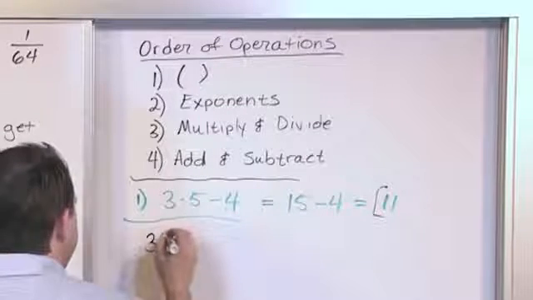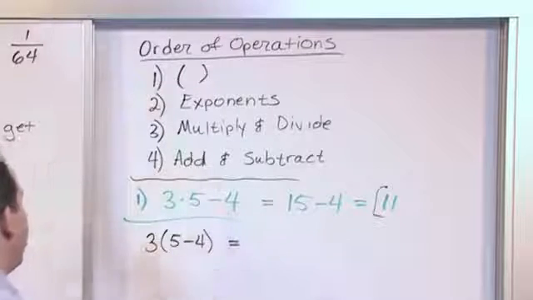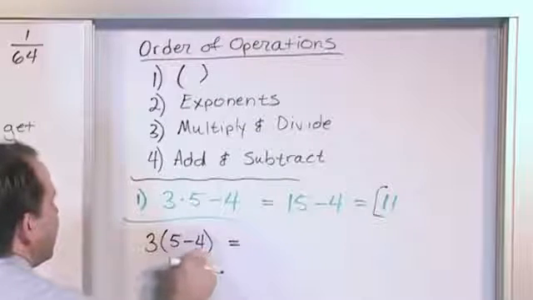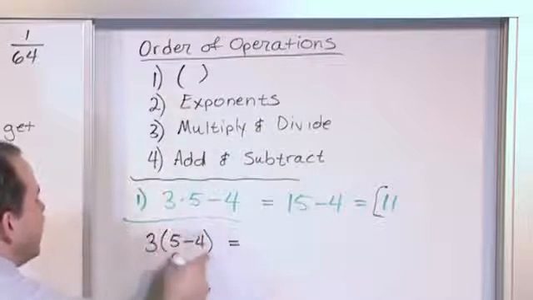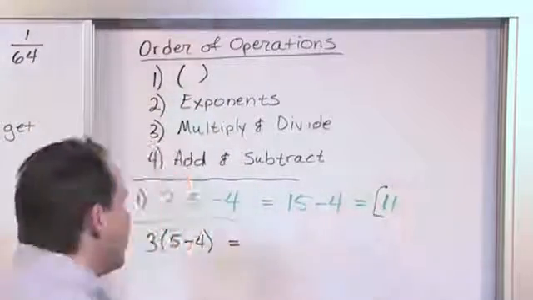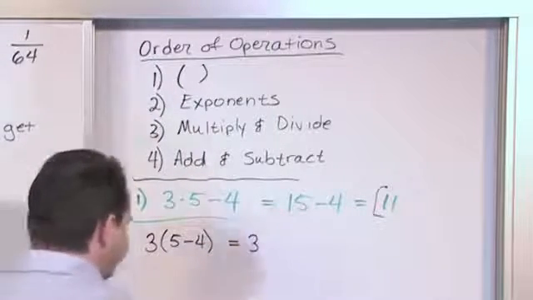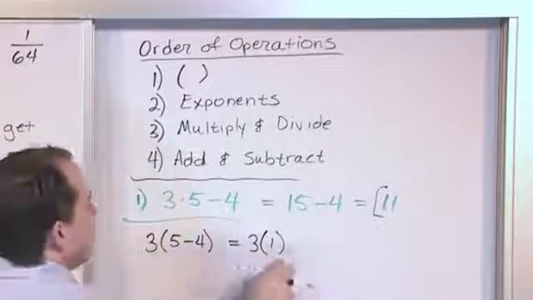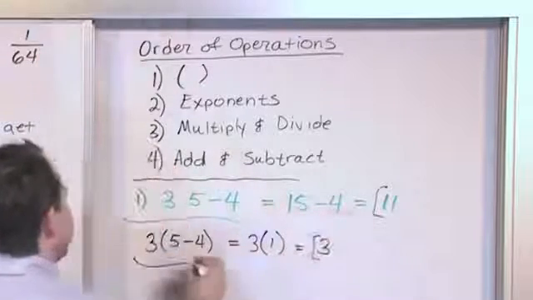Let's say we have 3 times, in parentheses, 5 minus 4. Now, the first thing you do is you say, do I have any parentheses? And you say, yes, I do. Now, this is a great example. Inside of these parentheses is subtraction, which I told you was dead last. However, since it's inside of a parentheses set, it takes priority and you do it first. So we always do this first inside the parentheses. So we keep the 3 along for the ride, keep our parentheses. 5 minus 4 is 1. Now, this is just straight multiplication. There's nothing else to do. So 3 times 1 is 3. That is the final answer.